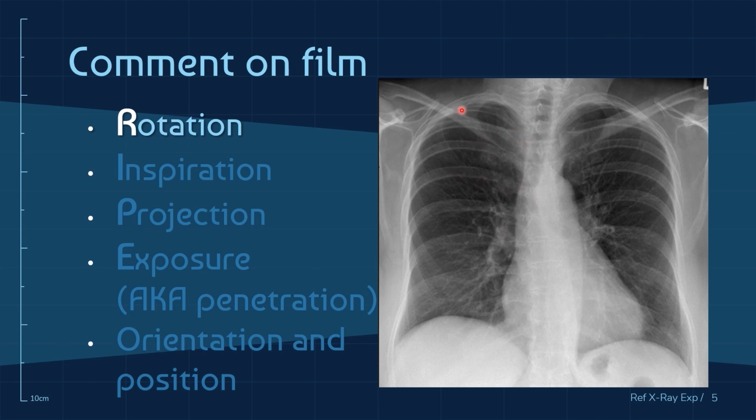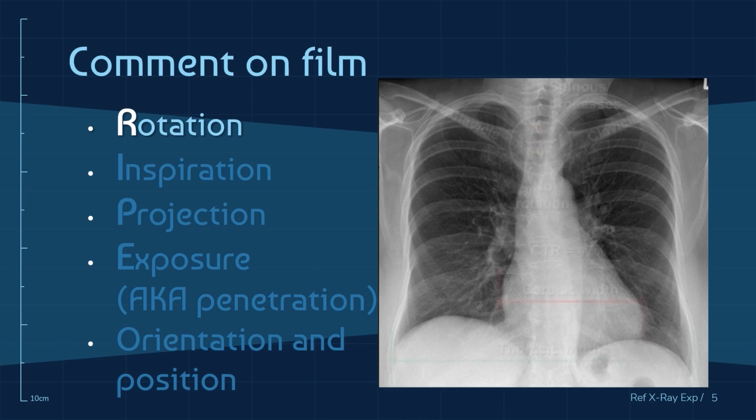Here we have a mnemonic that you can remember, which is the RIPE mnemonic. You will start first by commenting on the rotation, inspiration, projection, and exposure of the film of the X-ray. Starting with the rotation, you just need to check the distance between the medial heads of the clavicles in relation to the spinous processes of the vertebrae. It should be equal or nearly equal.